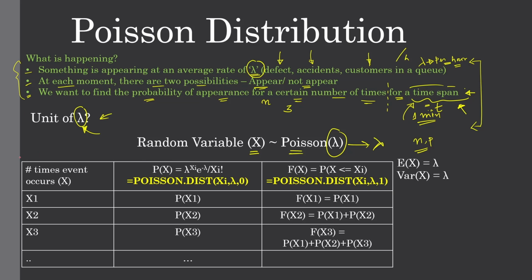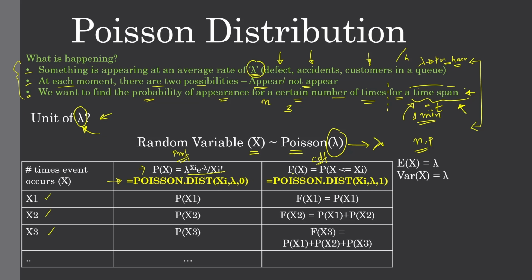So like binomial distribution, we have already developed our table for Poisson distribution also. For example, x taking the values of x1, x2, x3, etc. and the corresponding PMF, this is the PMF, and this is the CDF. So the PMF can be calculated using this formula, lambda to the power xi into e to the power minus lambda divided by xi factorial, or otherwise use this Poisson distribution Excel formula, which can be used to calculate this PMF values directly.